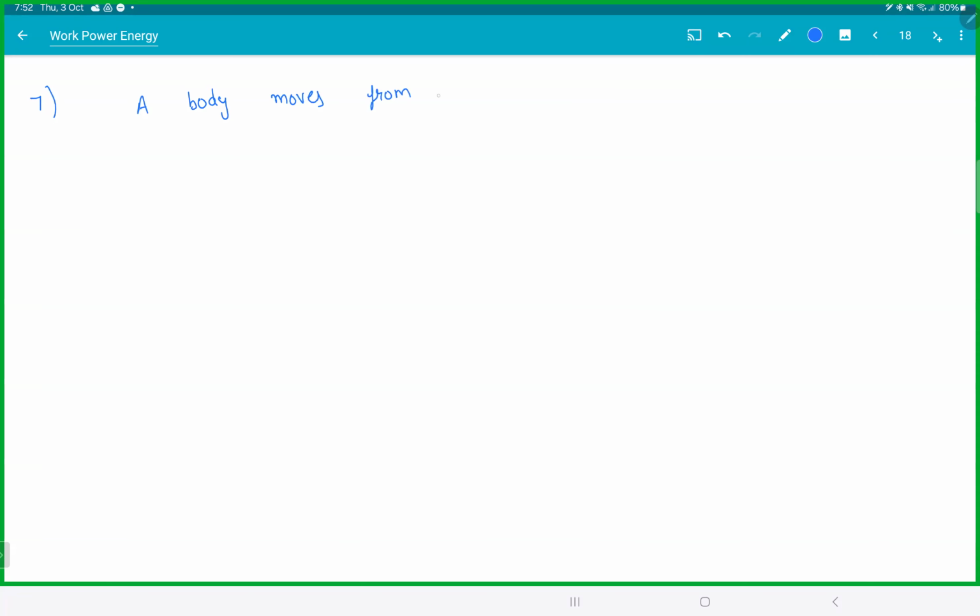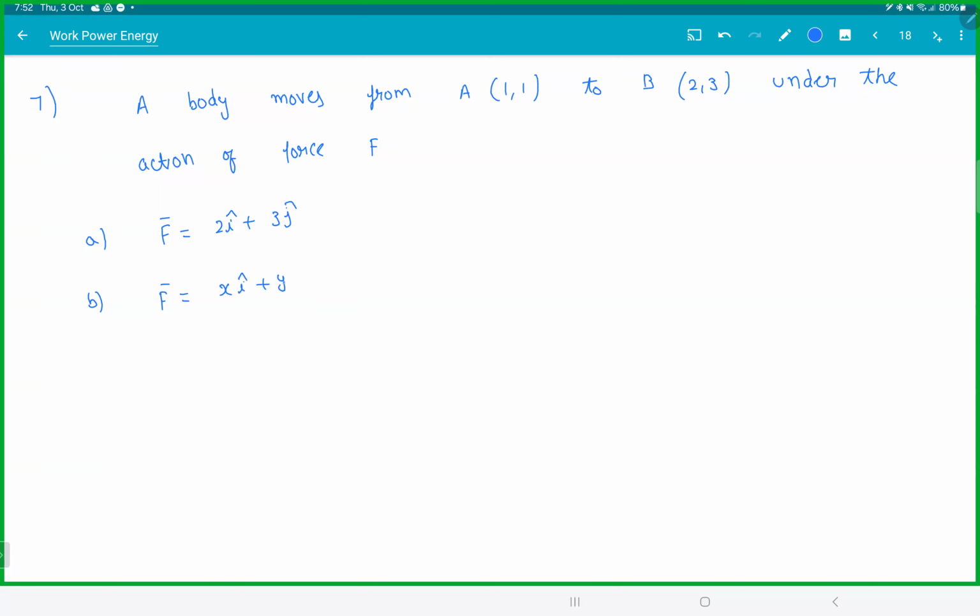A body moves from point A, which is (1, 1), to point B, which is (2, 3), under the action of force F. In the first question, force F is 2i plus 3j, so a constant force. In the second question, force is x i cap plus y j cap, meaning force is changing, with different force at different x and y coordinates. Third, the force is y i cap plus x j cap.